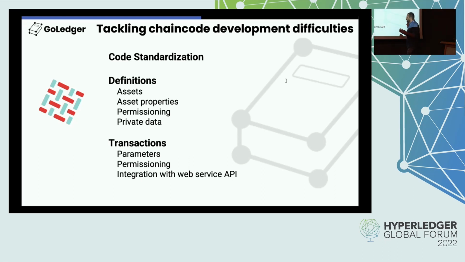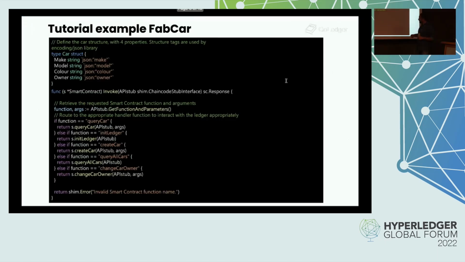Also private data, the transactions, all their parameters, all the permissioning. For example, which organization can call a method, that's something important. And also, when I create a transaction, the integration with the APIs is really important for us to work with.